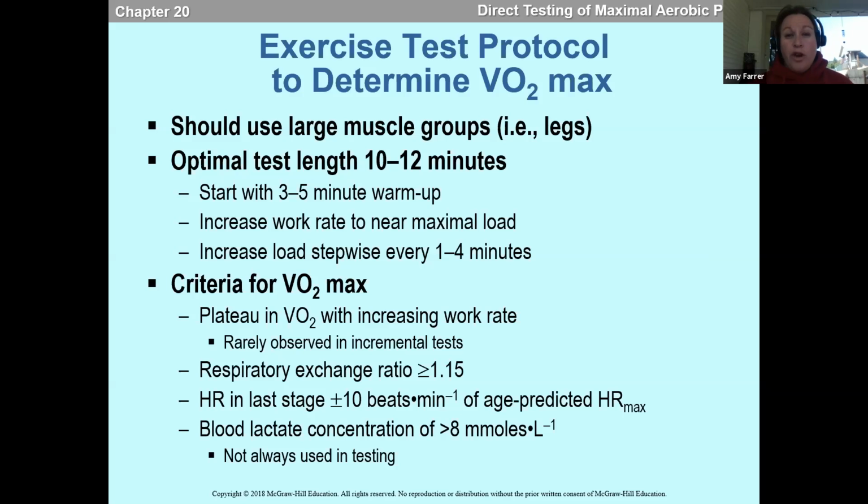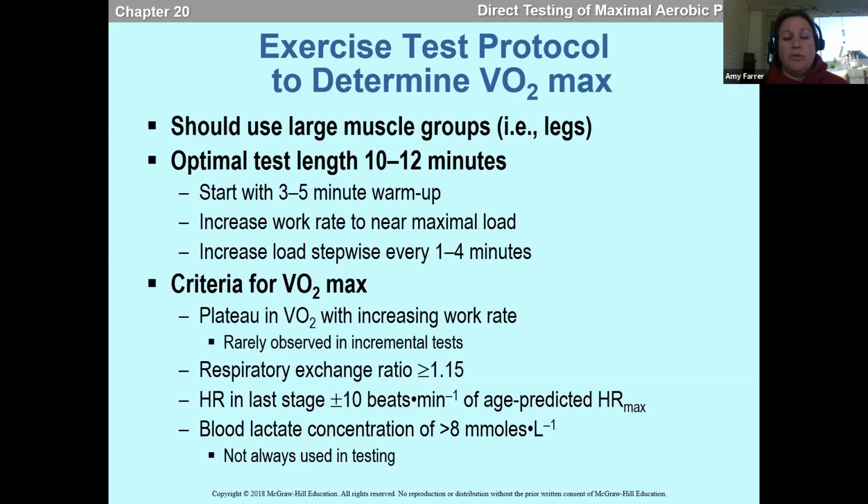What's our criteria for knowing that we've hit VO2 max? Even if the work rate keeps going up, we're going to see a plateau in VO2. If we're only doing a test that's 10 to 12 minutes, we don't always see that plateau. If we see a respiratory exchange ratio of greater than 1.15, or if we know our age-predicted heart rate max, 220 minus age, so 220 minus 20 years old is 200, and we're at 190, we know we're probably getting closer.